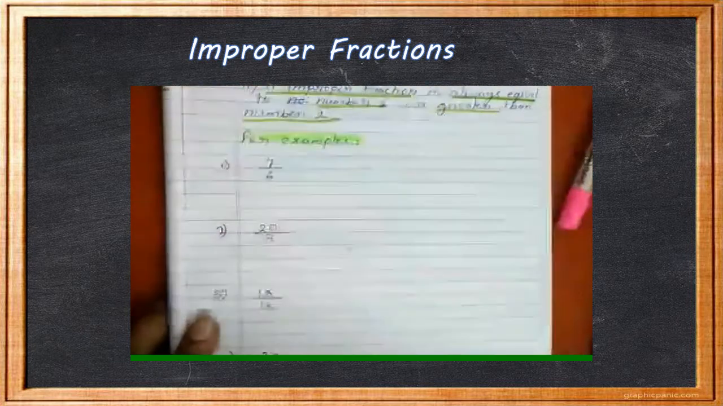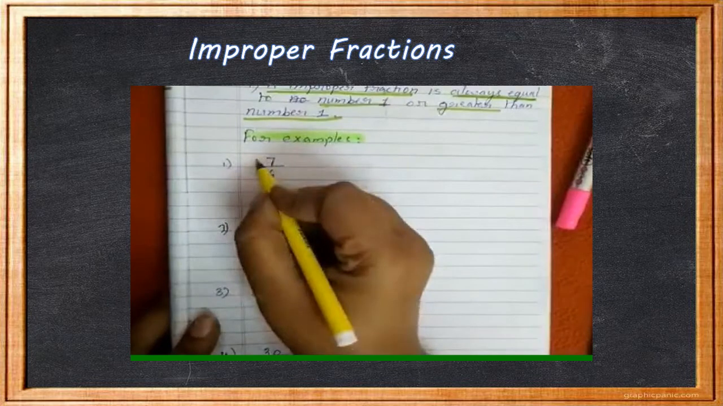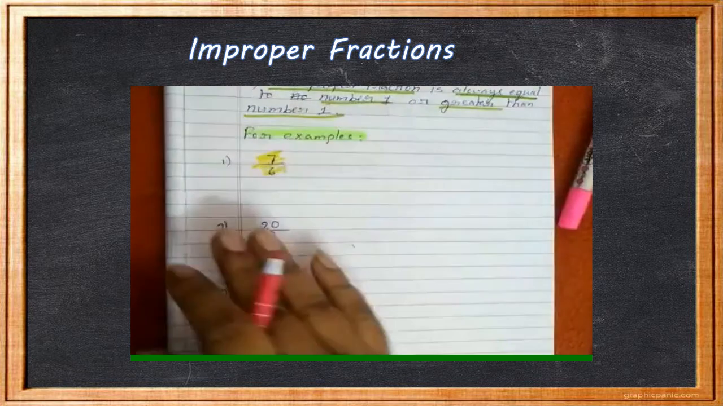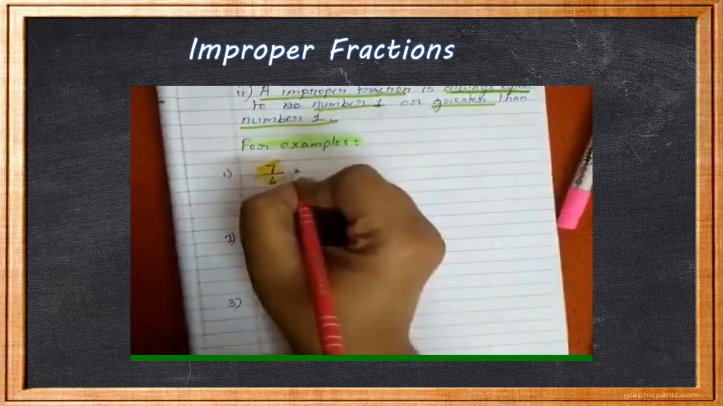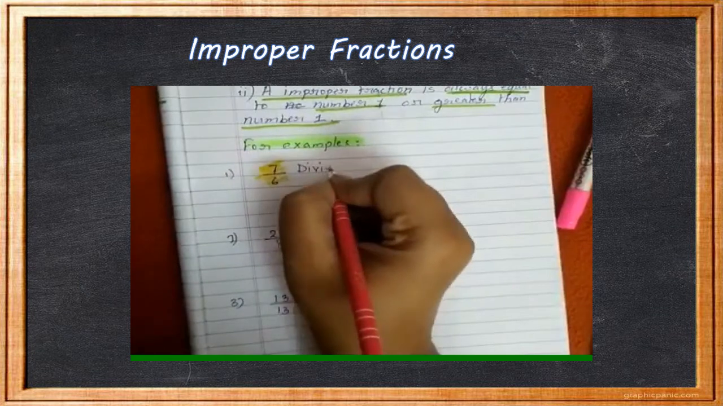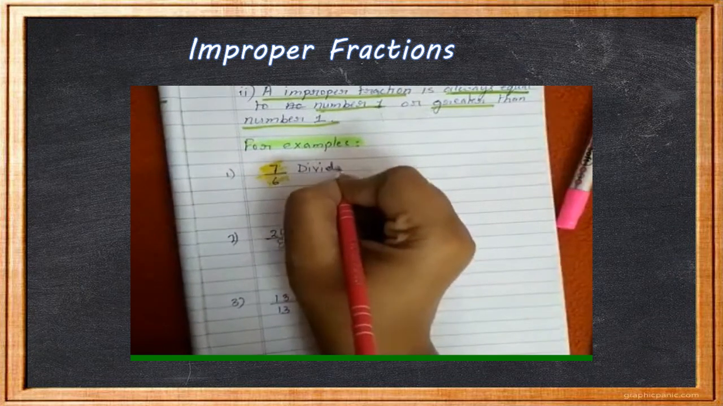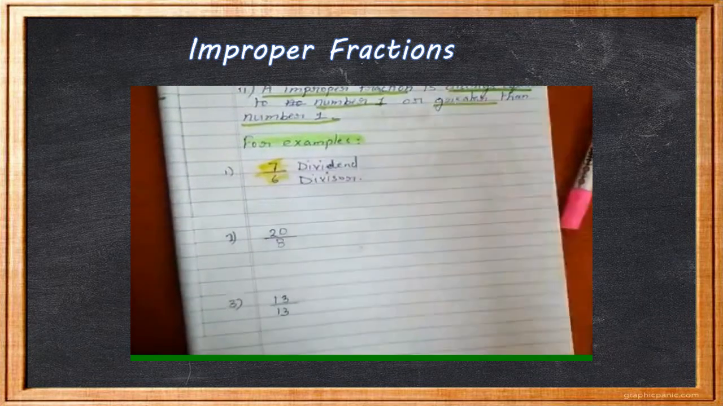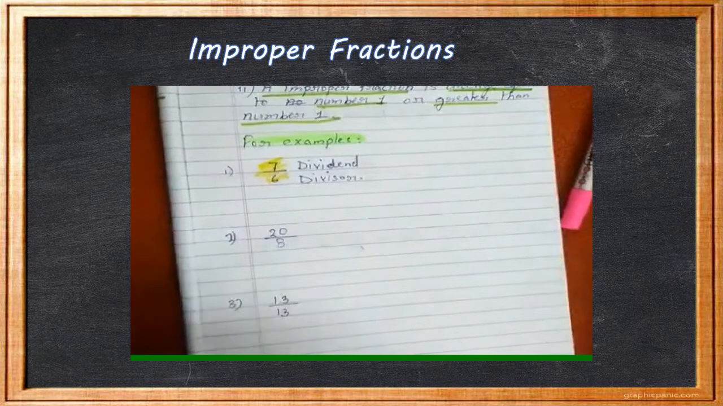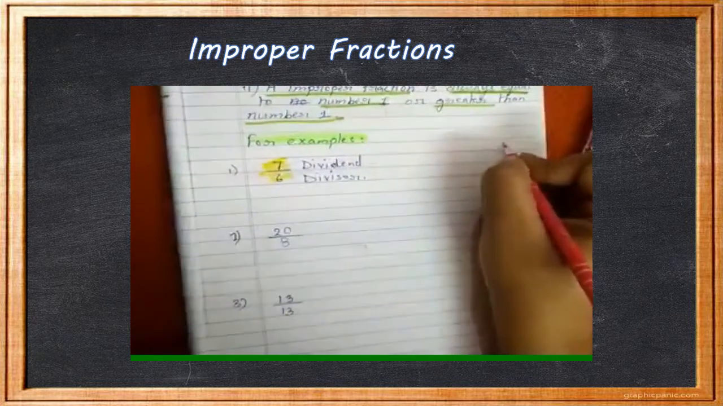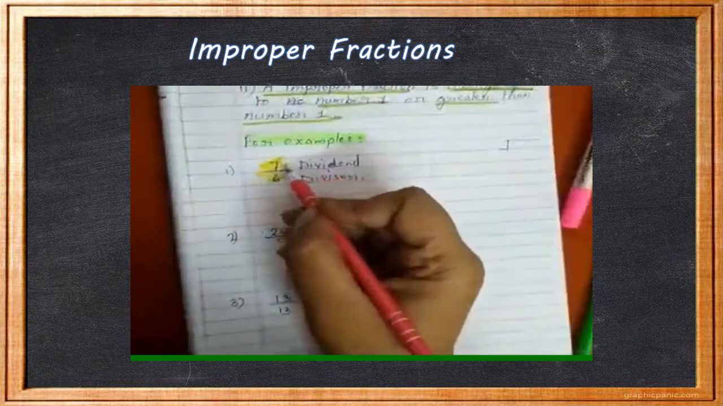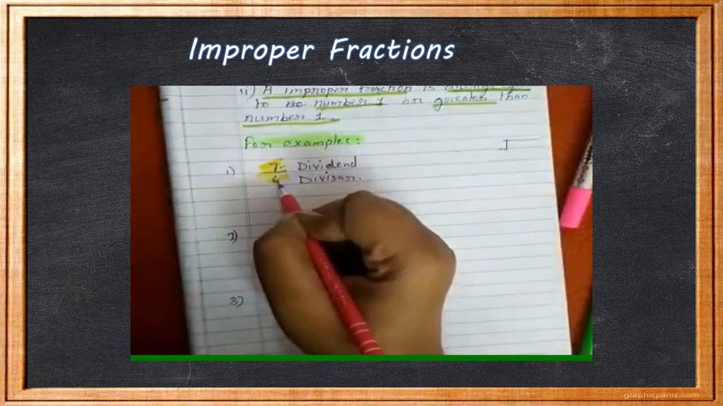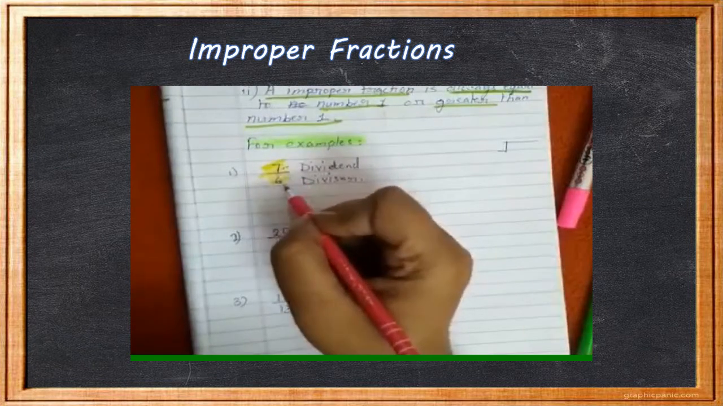So children, let's see examples. First example I have taken 7/6. I'm repeating again, children. A fraction is another form of division where the numerator is the dividend and the denominator is the divisor. This much is clear. Now let's divide. And yes, children, you can see here 7 is the numerator and 6 is the denominator. 7 is greater than 6. So we can say the numerator is greater than the denominator.